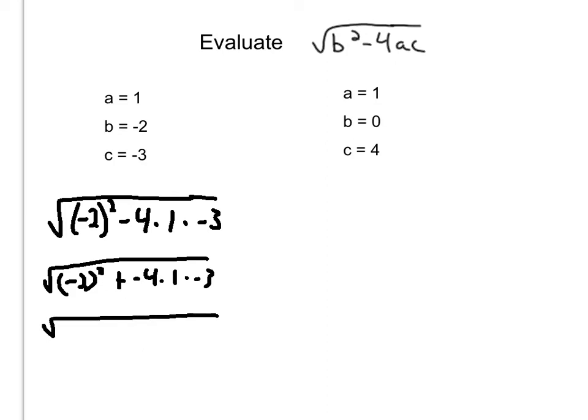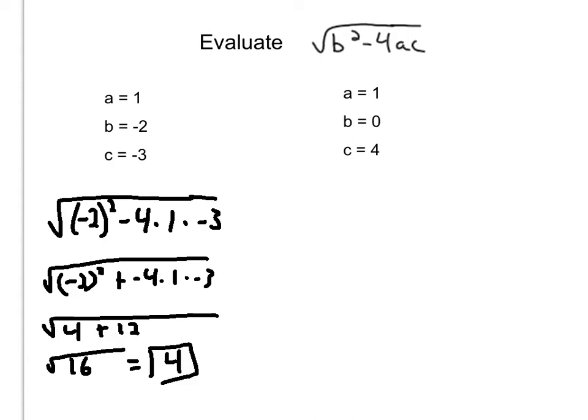Well, negative 2 squared is 4, because negative 2 times negative 2 is 4, plus negative 4 times 1 is negative 4, and negative 4 times negative 3 is 12. So now I've got the square root of 4 plus 12, and that's the square root of 16, which is equal to 4. Okay, so 4. Now, we're just putting positive 4 because there's no plus or minus out in front here.